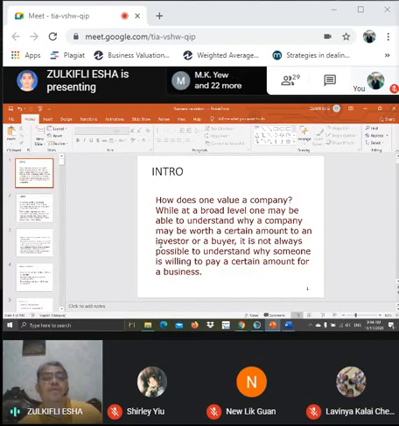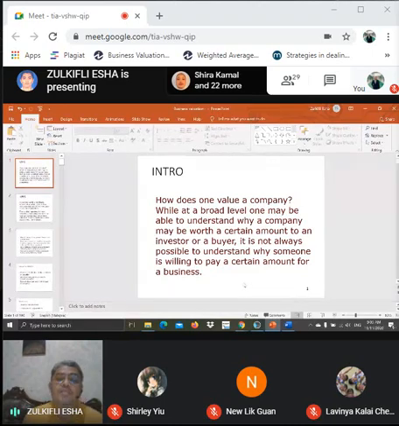While at a broad level, one may be able to understand why a company may be worth a certain amount to an investor or buyer, it is not always possible to understand why someone is willing to pay a certain amount for a business. Sometimes the potential buyer may not want to pay the price of the company as stated in the valuation report. So normally, they will only use the valuation reported by a valuator as a guidance to negotiate the price or the value of the company in any transaction.